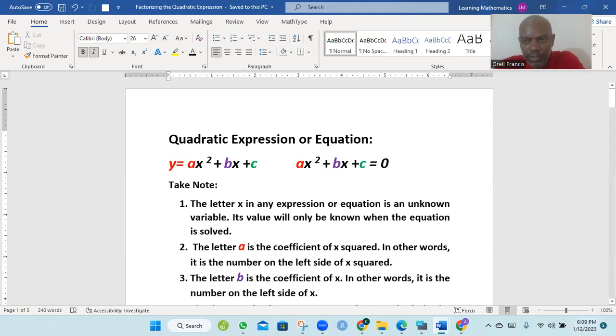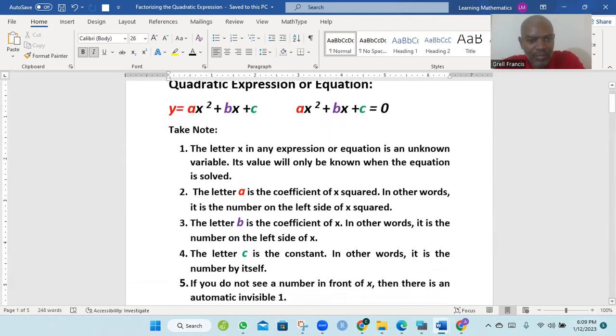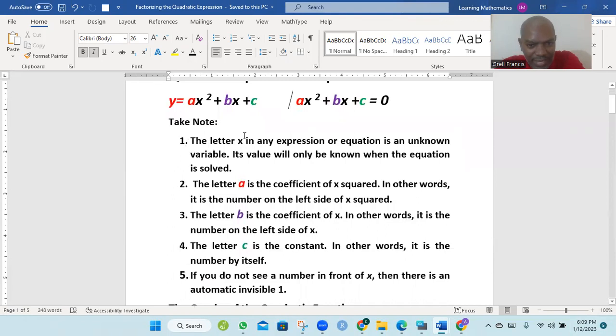Now, we need to take note that the letter x in any expression or equation is an unknown variable. Its value will only be known when the equation is solved. So therefore, for point number 2, the letter a is the coefficient of x squared. All right, as you can see there. In other words, it is the number on the left side of x squared.